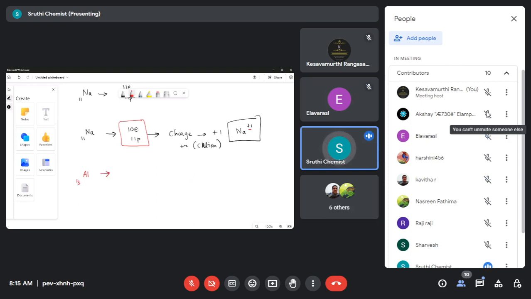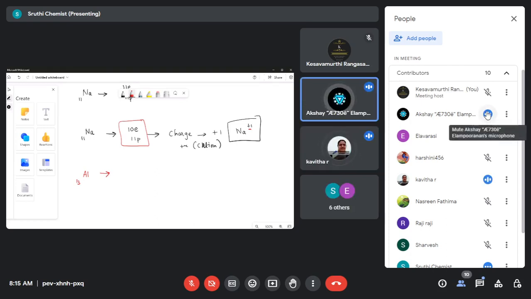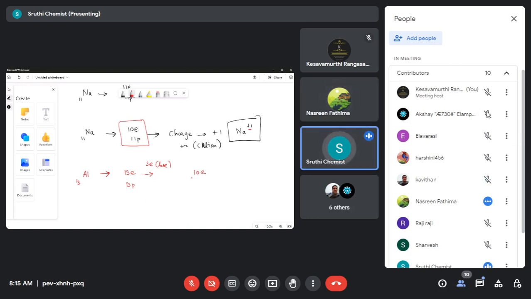How many electrons and how many protons are there? 13 electrons and 13 protons. Very good. Suppose the aluminium is losing 3 electrons. Okay, so 3 electrons are lost. Then how many electrons does it have now? 10, ma'am. 10 electrons. Very good. And the proton count still remains the same, which is 13 protons.